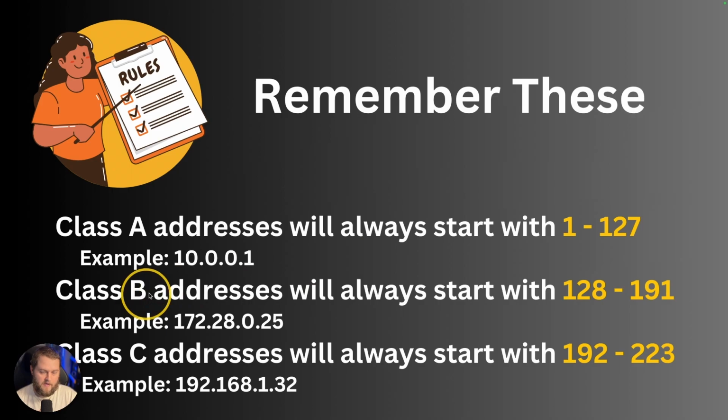A Class B address is always going to start with 128 through 191. And again, you can see here, 172 is going to fall right in the middle of 128 and 191. And Class C is 192 to 223. So we can see here this 192 is right here. So we're in a Class C address.